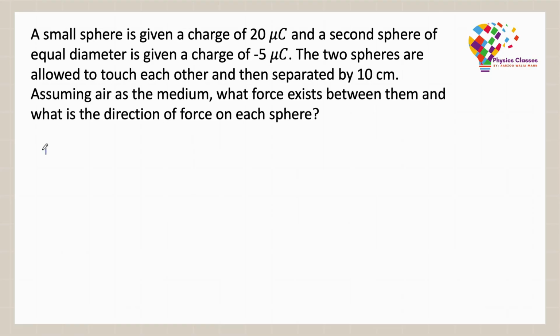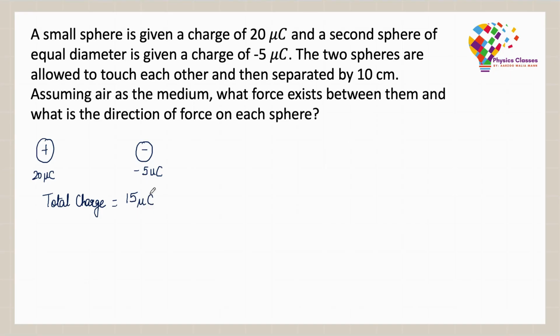Now, the total charge on this system right now is 20 microcoulombs plus minus 5 microcoulombs, which gives me a total of 15 microcoulombs. Now, because we are touching these two and then separating them, after touching and separating, both of these will have the same charge. So this 15 microcoulomb was the initial charge on the system. Later on also we will have 15 microcoulomb as the total charge on the system. Therefore, this 15 gets equally divided on both the charges. So they both get 7.5 microcoulombs each.